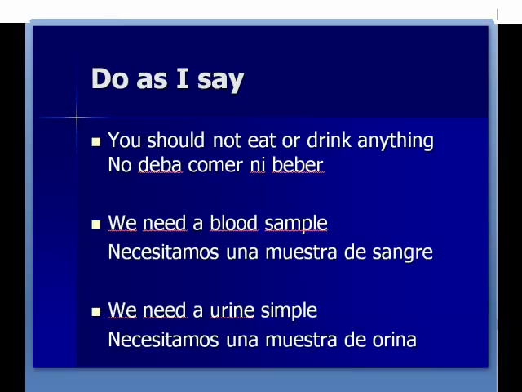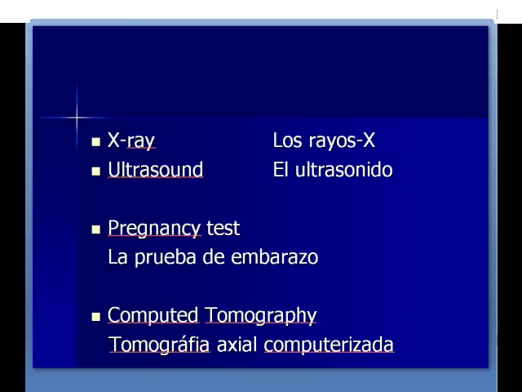To ask for a urine sample and help speed up patient care: we need a urine sample. Necesitamos una muestra de orina. To tell them about possible diagnostic tests you may be ordering: for X-ray, los rayos X.